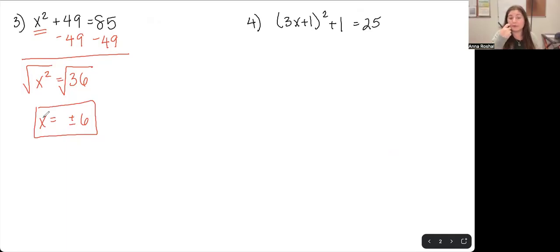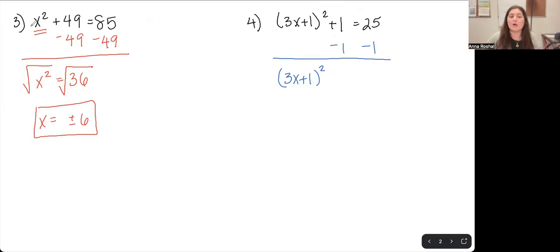For this particular problem, number 4 is where things start to get a little tricky because there's more math that you need to do before you can go in and square root. So if I go in and I subtract 1 from both sides, I end up with 3x plus 1 squared.